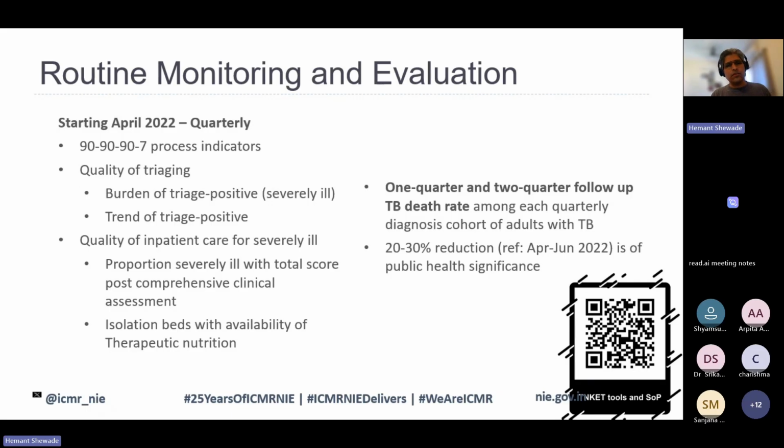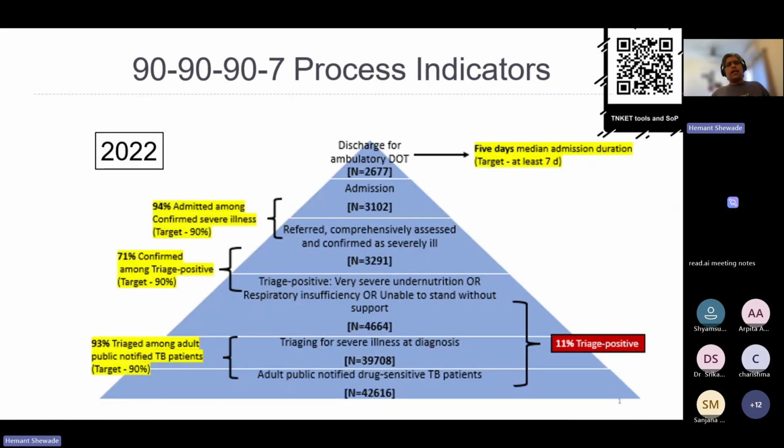So on the left-hand side, you see some process indicators were introduced, some quality indicators were introduced, and on the right-hand side, you can see some output and outcome indicators were also introduced. Let us go through these indicators. So if you look at 2022, against the 1997 process indicators. So what are these 1997 process indicators? These are nothing but indicators, targets for indicators against the TN-KET cascade.